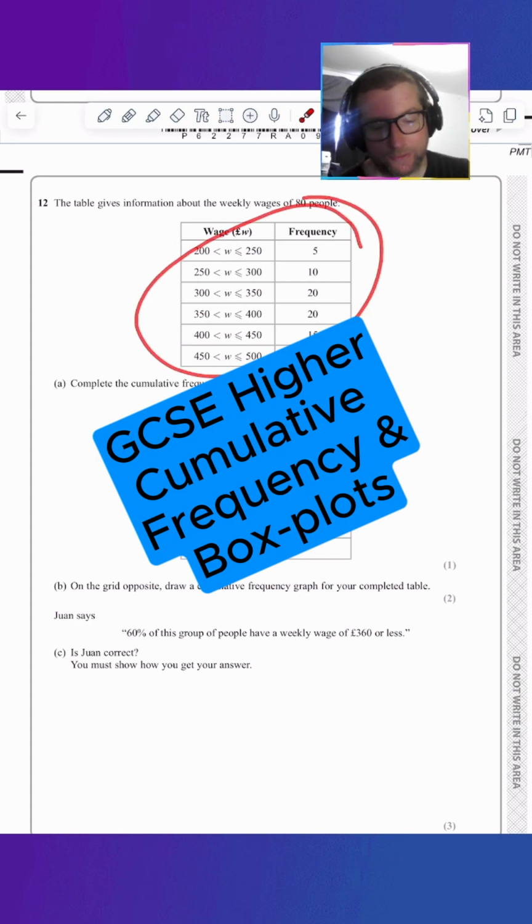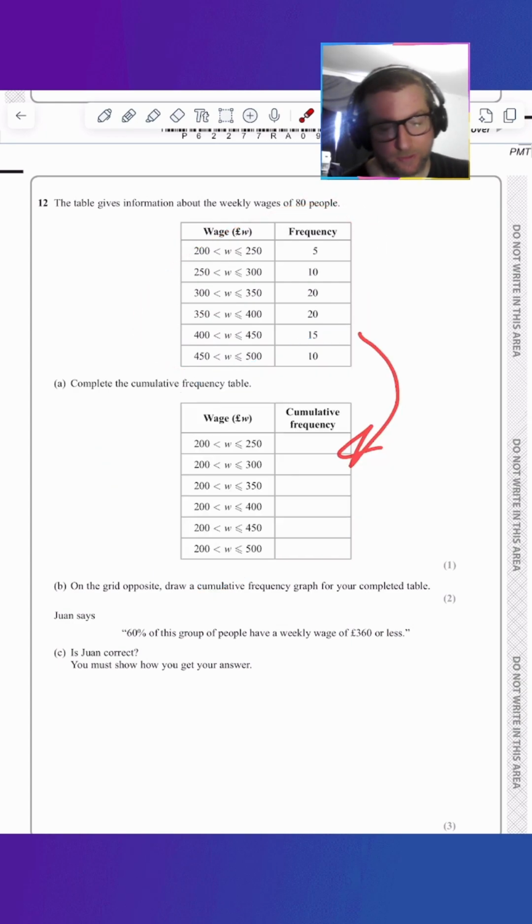We've got to convert this table into a cumulative frequency table. Now, if you knew nothing about cumulative frequency, I think you could probably still do this question. The only difference is that this column here is all from 200. So if we're looking at 200 to 250, well, we're given that in the first table.